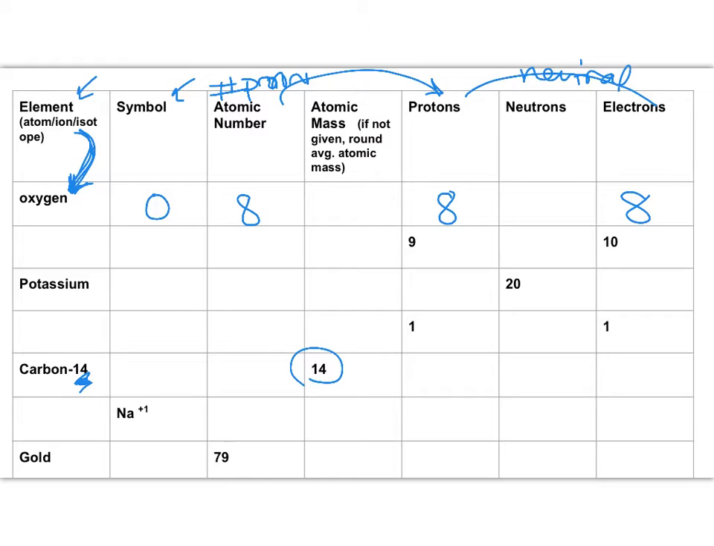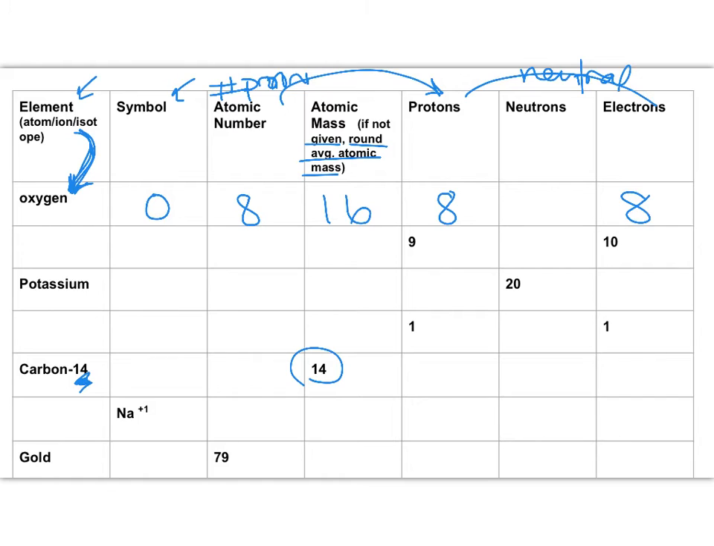So again, if you're not sure, just ask me and I would be happy to help you. We're going to practice this a ton. If you look on the periodic table, we're not given the atomic mass, so we want to round the average atomic mass to the nearest whole number. So if you look, you see oxygen is 15.99999. We're going to round that to 16.